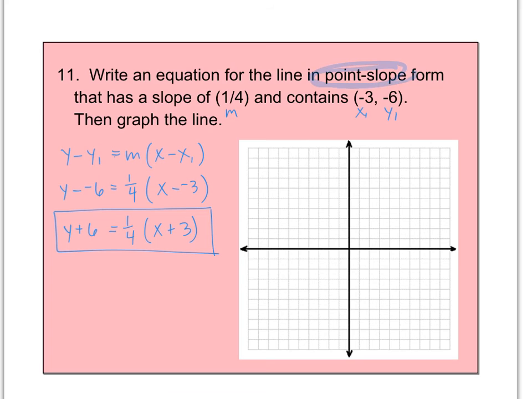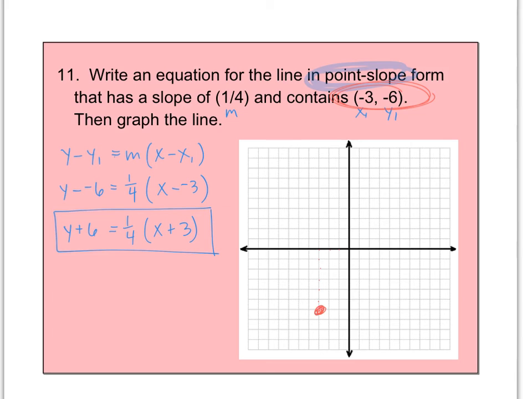So here it is, point slope form. We stop there. Next, we need to graph this. So I do not use the equation to graph it. What I do is I look at the point. I know it has to contain -3, -6. And so I'm going to put a point there. So -3 is left 3 and down 6.